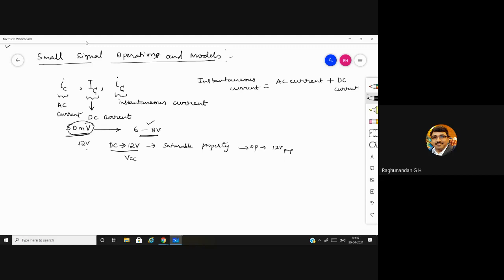Okay, so that's why input should be given as 50 millivolt, and not only will it not give more than 12 volts, it starts clipping. Suppose you have given input as a sine wave, then you can observe you'll get a square wave because it has clipped that extra voltage on both the sides. That is what actually happens in the transistor. So VCC is the one which is going to decide the operating point as well as the output swing.